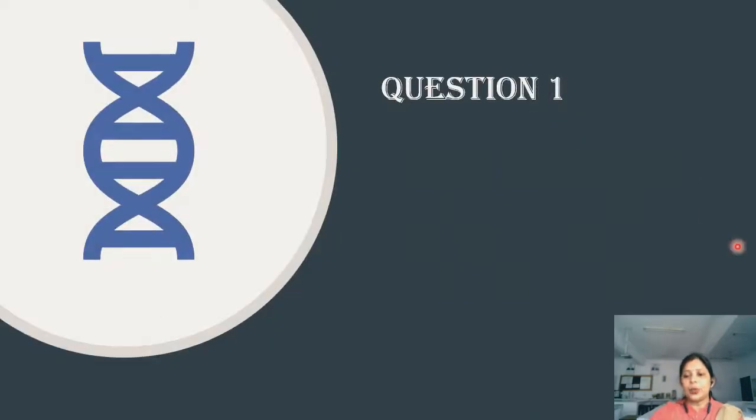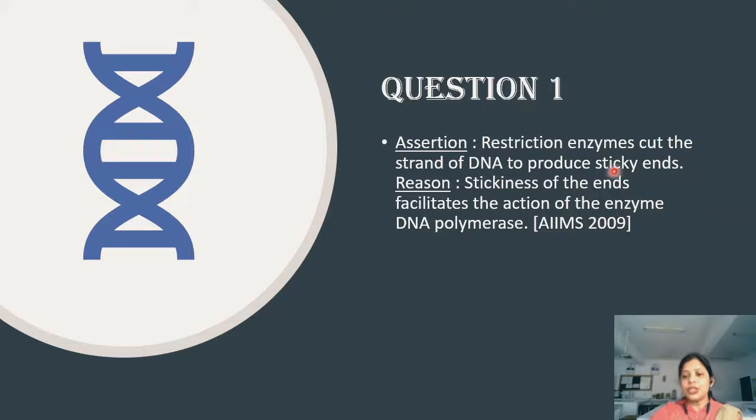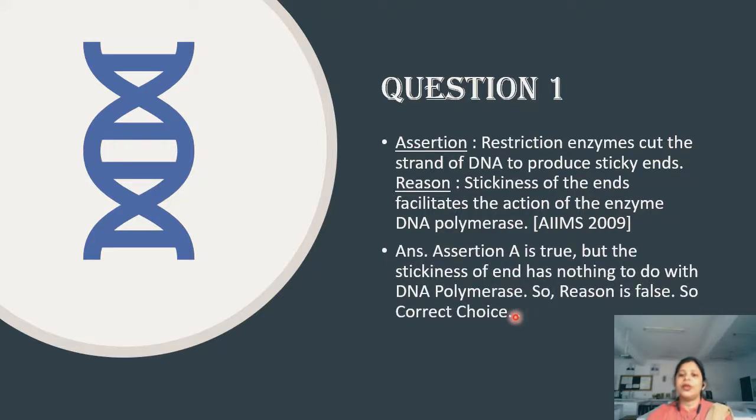Now question 1. Assertion: Restriction enzyme cuts the strand of DNA to produce sticky ends. Reason: Stickiness of the ends facilitates the action of the enzyme DNA polymerase. So answer, assertion A is true, but the stickiness of ends has nothing to do with DNA polymerase. So reason is false. So the correct choice will be C, assertion true, reason false.